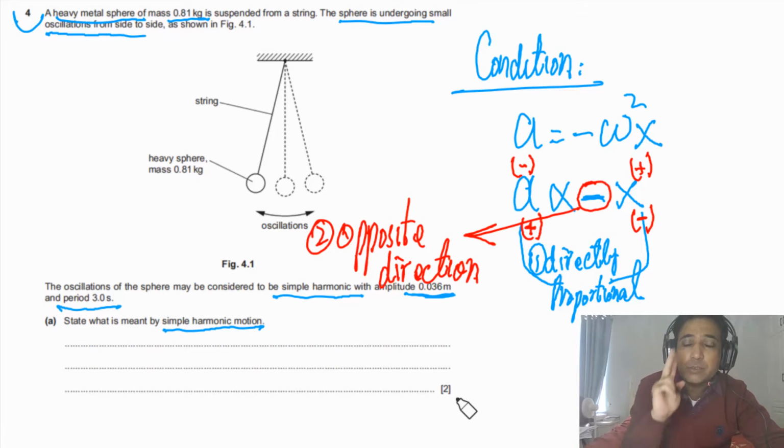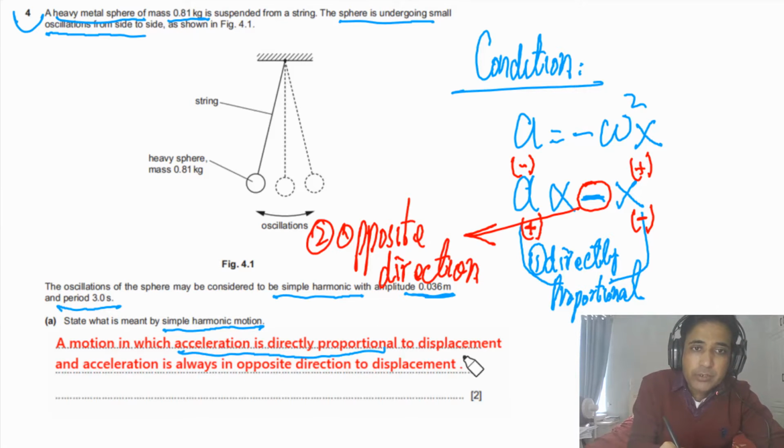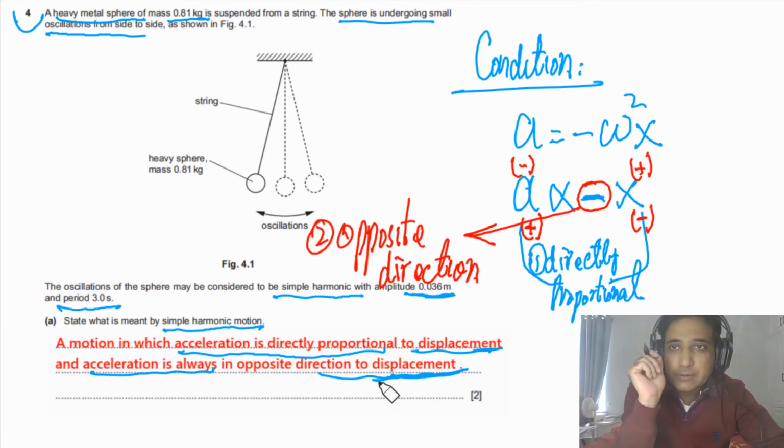This question has 2 marks. So let me show you how you can write down the answer. You can mention these 2 points. You can say motion in which acceleration is directly proportional to displacement, so you will get 1 B mark, and the second one, acceleration is always in opposite direction to displacement. You will get the 2nd mark.